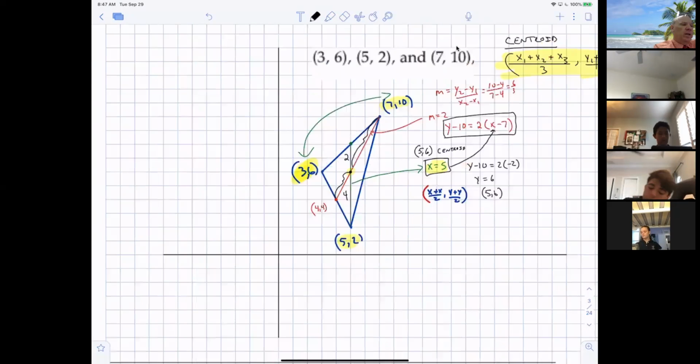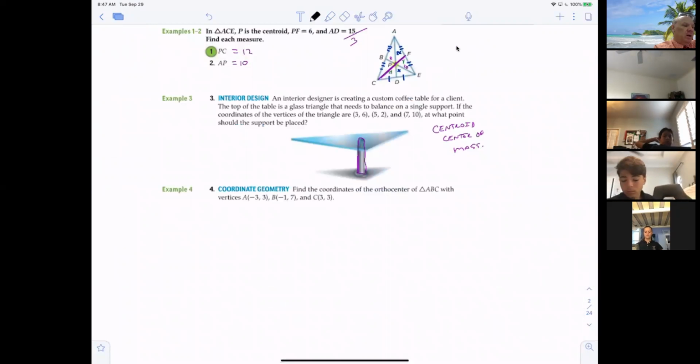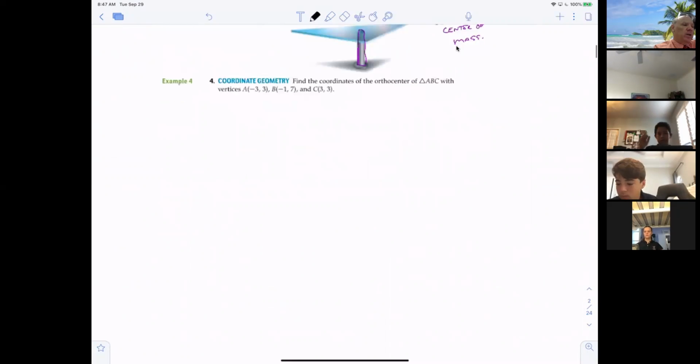Now the next part, we're gonna go back. So that did this one. Now we're gonna have to find the coordinates of the orthocenter. Unfortunately, there is not a formula for the orthocenter. So we're gonna do that real quick. We are now going to find the orthocenter. Here we go.